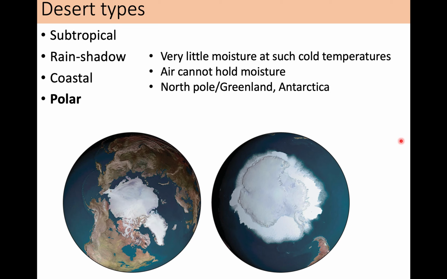So the North Pole and the continent of Greenland, as well as the South Pole, this continent of Antarctica, are actually deserts because they receive very little precipitation because the air there is so cold that it actually can't hold any water vapor at all.